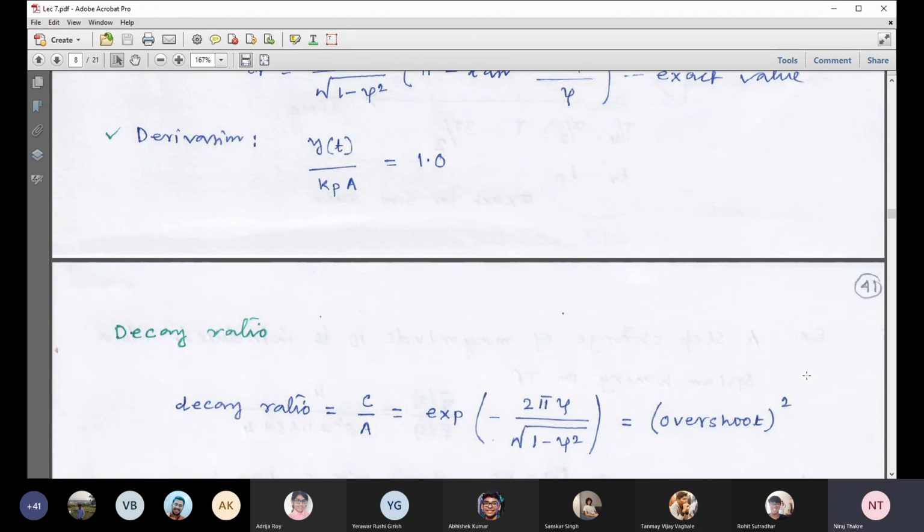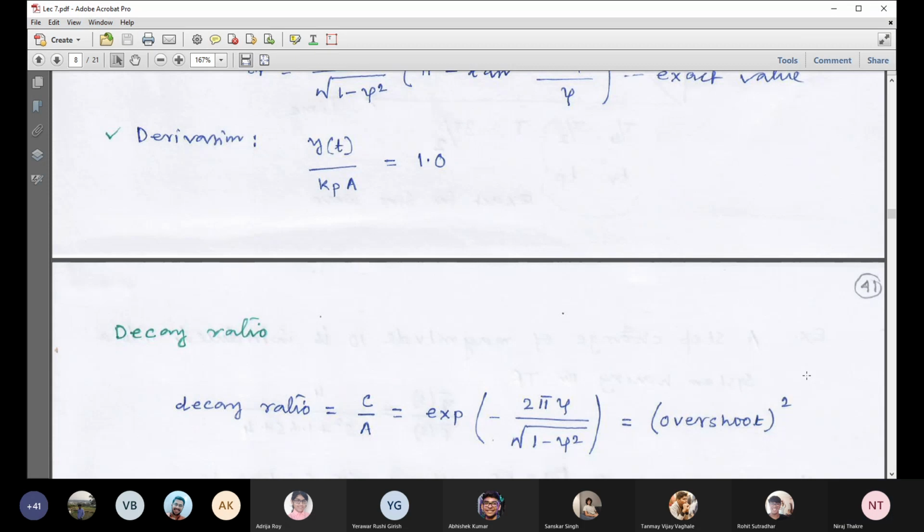So we can determine C easily, because B is 1, and expression of A you already got. So C by A, I think it's matching. Yes, sir. Anyone else got? Same value. Tell me what is the expression for B plus C? Sir, B plus C is 1 plus exponential of minus 3 pi zeta divided by under root 1 minus zeta square. Yes. What's your roll number? 19CH30034. Correct.